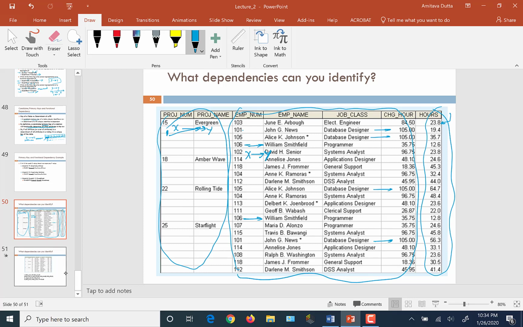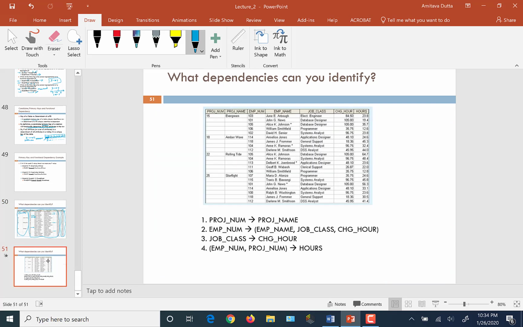So now, using that logic and that reasoning, the functional dependencies that we came up with for this table are the following four. So if I know the project number, I know the project name. This is one functional dependency. If I know the employee number, this is X, then I know the employee name, the job class, and the hourly rate. Okay, so I know all those three things as soon as I know employee number. If you give me one value of employee number, I can give you exactly one value of employee name, one value of job class, and one value of hourly rate.